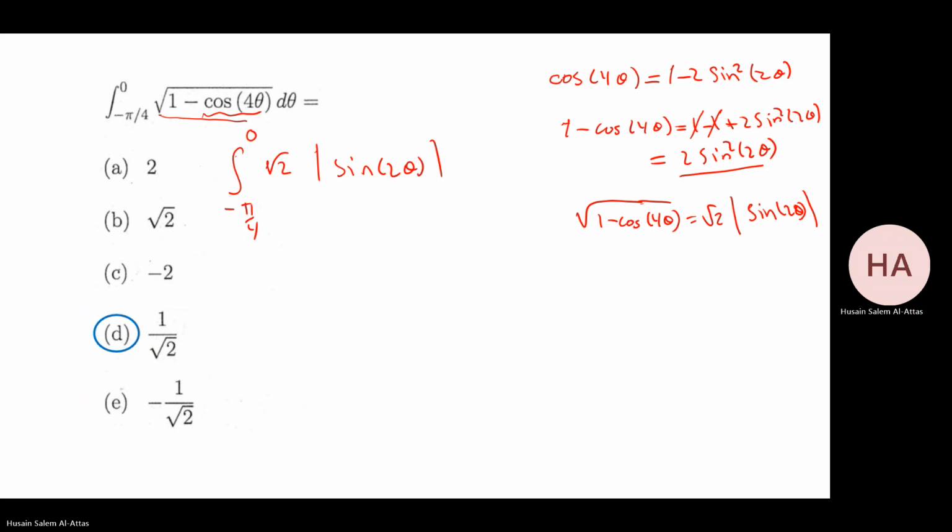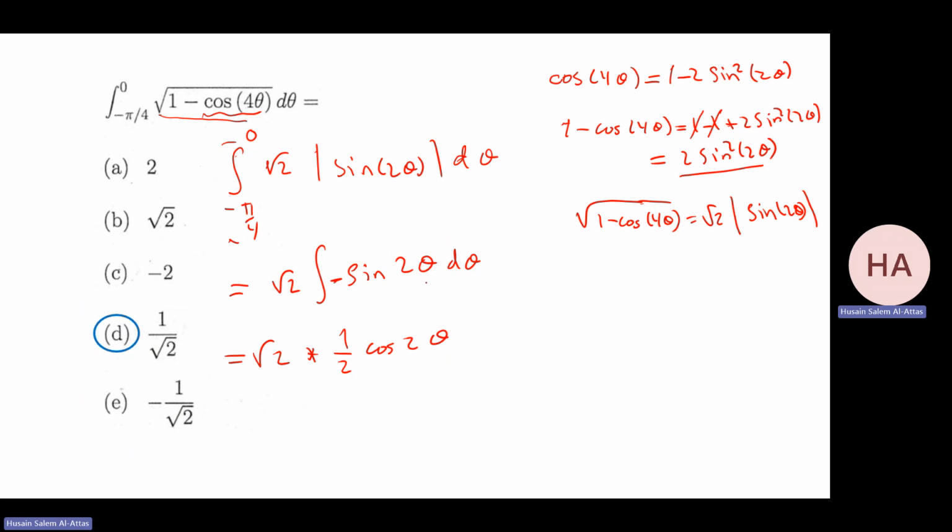The square root of sine squared is the absolute value of sine 2 theta. And in this interval, sine is negative. So I need minus square root of 2 outside, and I have sine 2 theta. Actually, make this plus and put the minus sign here, because it will be cosine when we integrate. That will be times 1 over 2 cosine 2 theta. Don't forget, this is from minus pi over 4 to 0.